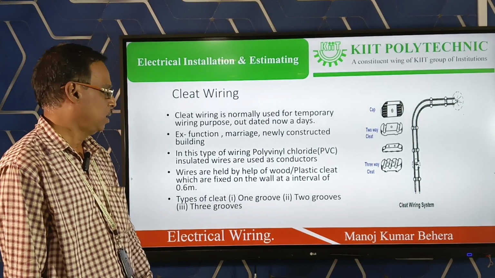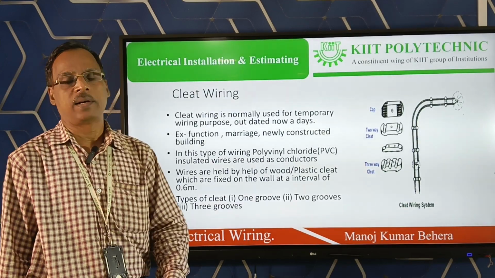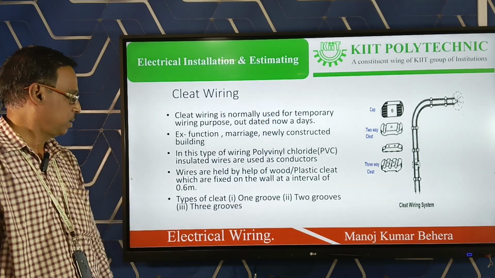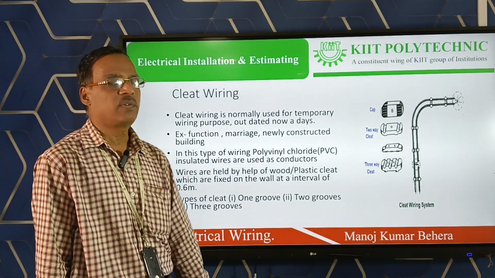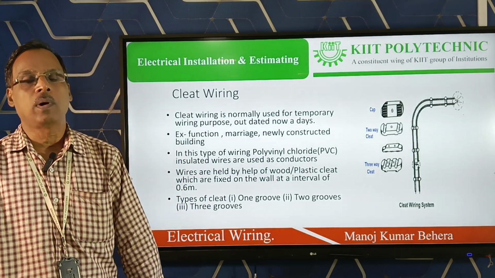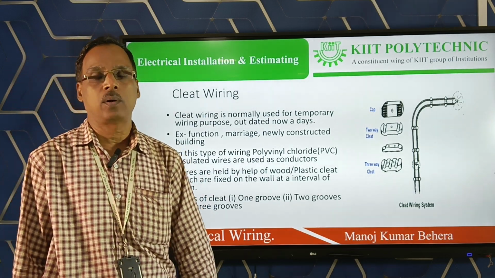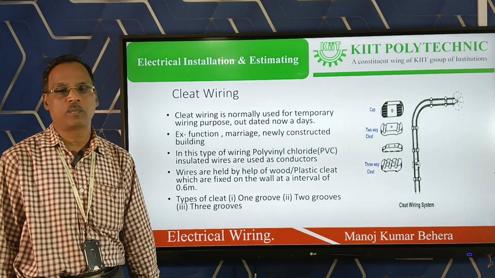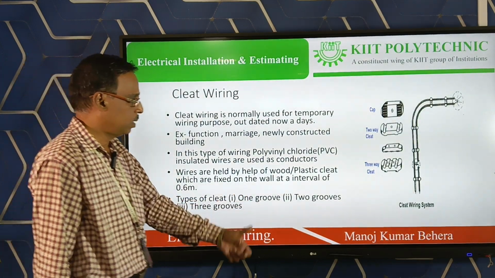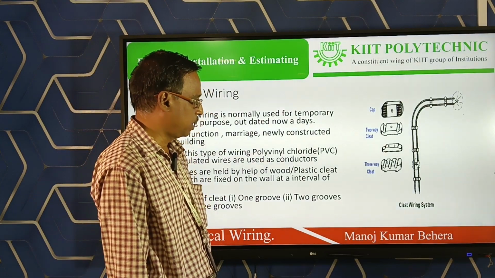Wires are held by different cleats. Cleats are made of either wood or plastic or PVC. So there are different types of groups: one group, two group and three group. One group can carry one wire, two group can carry two wires and three group can carry three wires. The figure shows the cleat wiring with different groups.